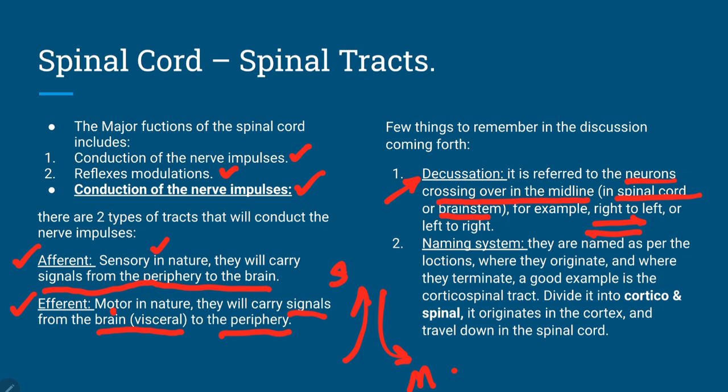The naming system is another thing that you need to remember, and it is very easy. It starts with where the nerves are originating and where they are terminating. A good example would be the cortico-spinal tract, divided into cortico and spinal. Basically it is originating from the cortex and it is terminating in the spinal cord. That's how you can remember the names of the tracts.